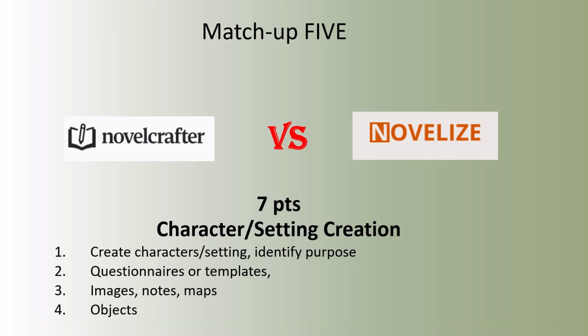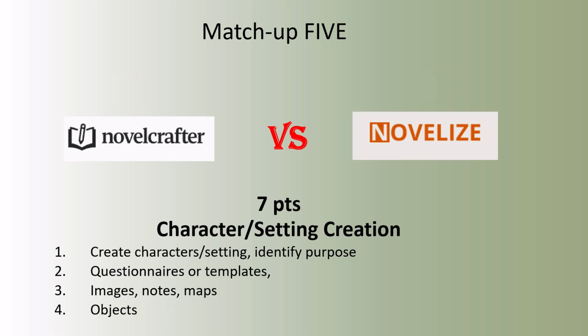So that is what Novelize has. They have characters and settings, same as with Novelcrafter. They're pretty equal there. They both have templates and questionnaires. They both have locations. They're both missing images and maps, but they both have places for notes and both have places for objects. So they are exactly the same in points for this character and setting creation. They are both getting 6 points for this section. They're losing a point because there's no place to put larger images.